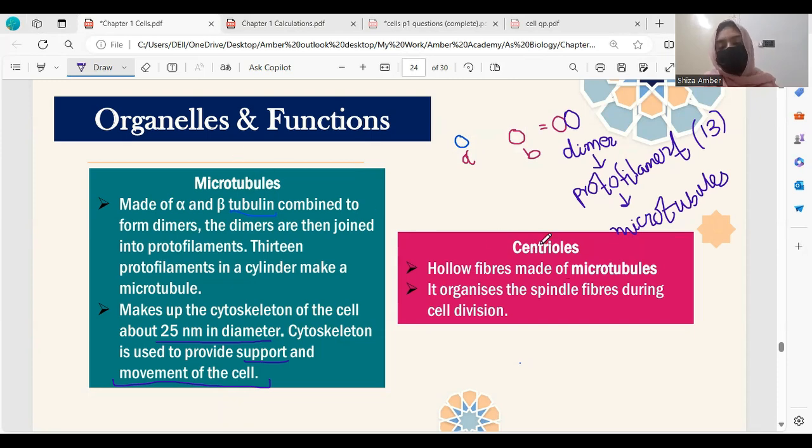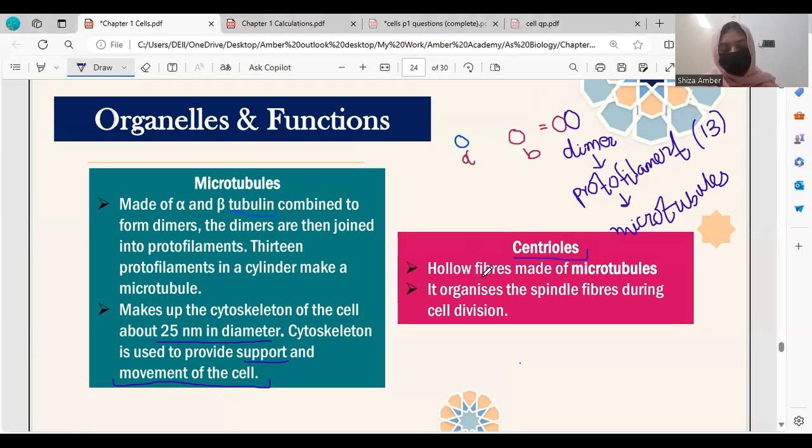Then again, microtubules are responsible to make centrioles as well, along with the cytoskeleton. So centriole is also made up of microtubules, and as far as the function of centrioles is concerned, we'll discuss it in the chapter of mitosis. Okay? So if you're unable to understand spindle fibers, then it's completely fine because I'm not going to explain it any further. You just need to remember that it is organizing spindle fibers during cell division.